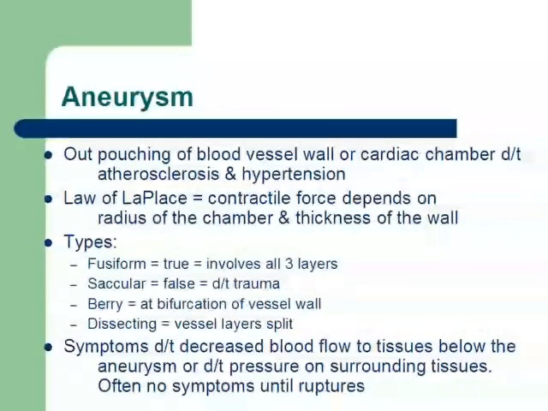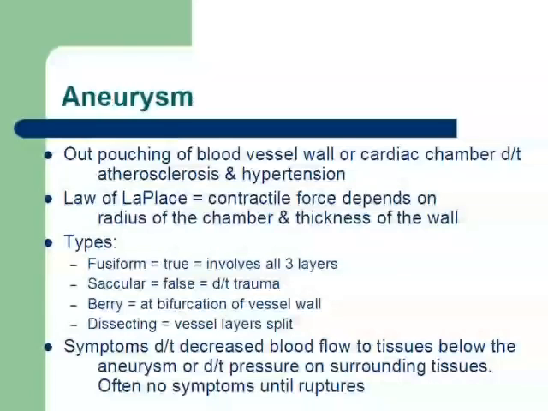There are different types of aneurysms. You've got fusiform, or true aneurysm, that involves all 3 layers of the vessel wall. Saccular, or a false aneurysm, which is due to trauma. A Berry aneurysm that occurs at the bifurcation of a vessel wall. Or dissecting, when the vessel walls split, the layers split, so that you get a break between the intima and the muscular wall, or vice versa.